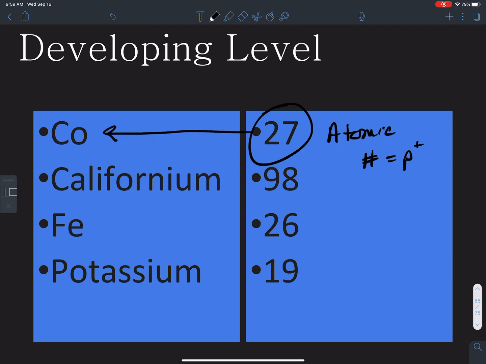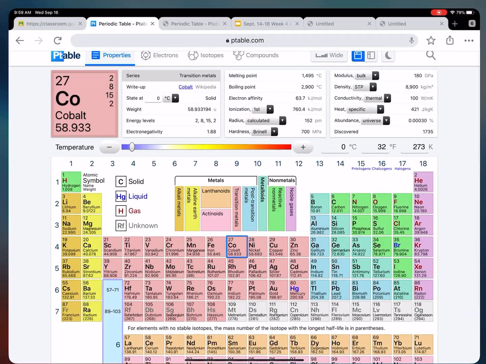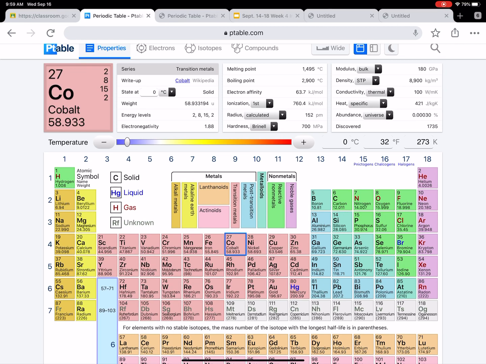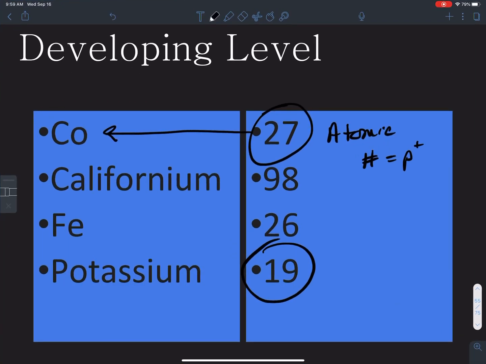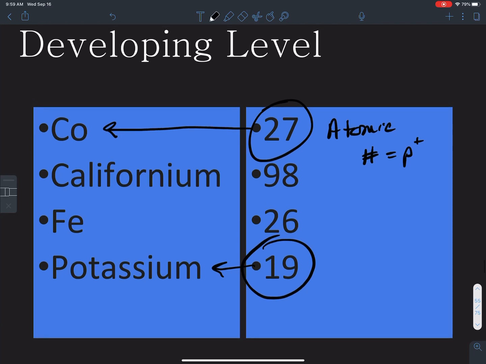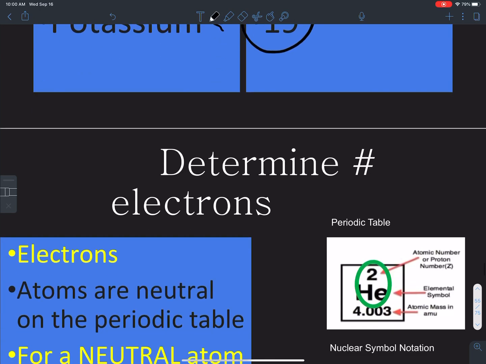And we'll take a look at this one at the bottom. We have 19 for our atomic number, so we have 19 protons. So we go to our periodic table, we open up where it says 19, we click 19, which is potassium. 19 is on the top, it's the number of protons. So you can see by just identifying the number of protons, you can identify an element. If you're curious, californium is 98 and iron is 26.